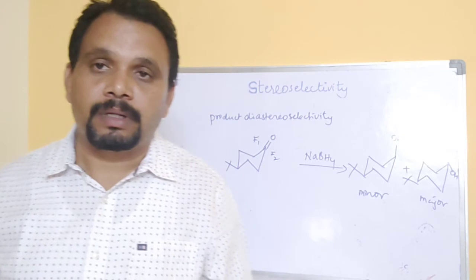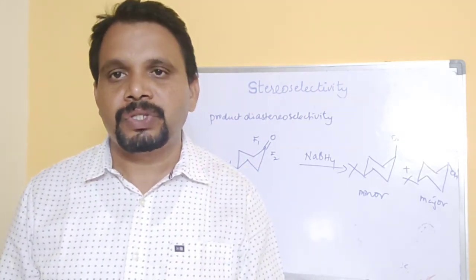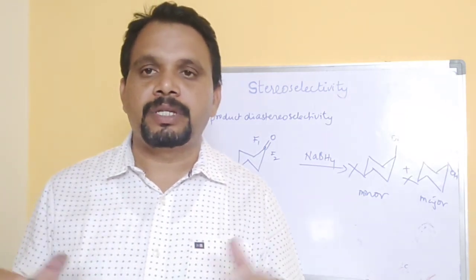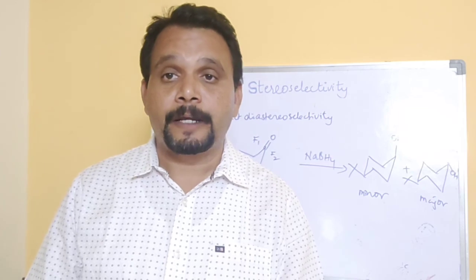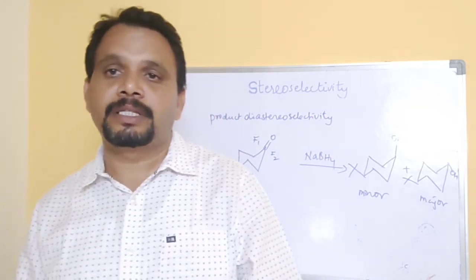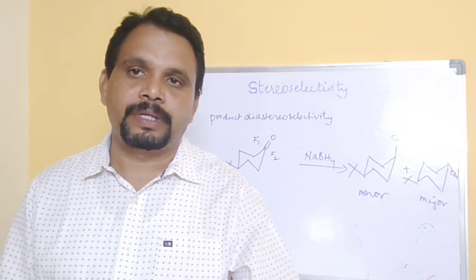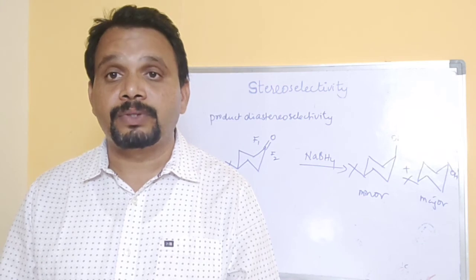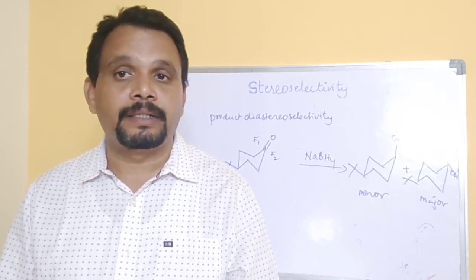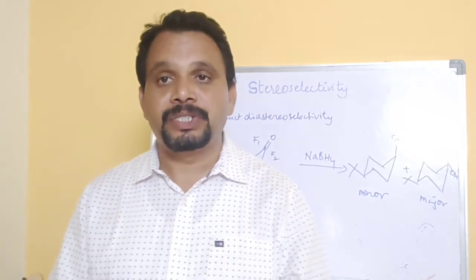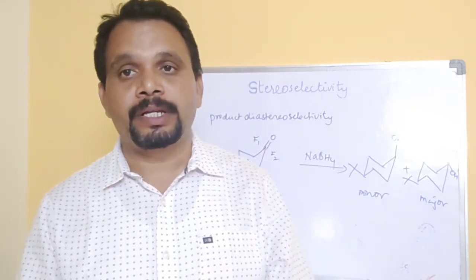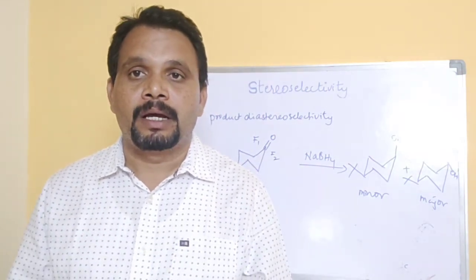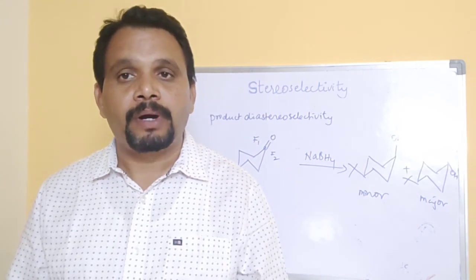So friends, these are the things you need to understand in this class. This is about stereoselectivity in chemical reactions, especially in asymmetric synthesis. If you understand all these concepts and types of selectivities and reactions, it is easy for you to understand and predict new synthesis schemes also. Finally, I would like to conclude this class with the important points.